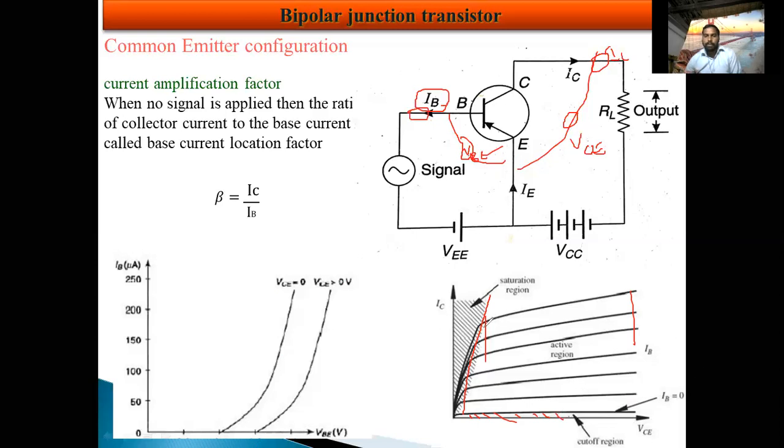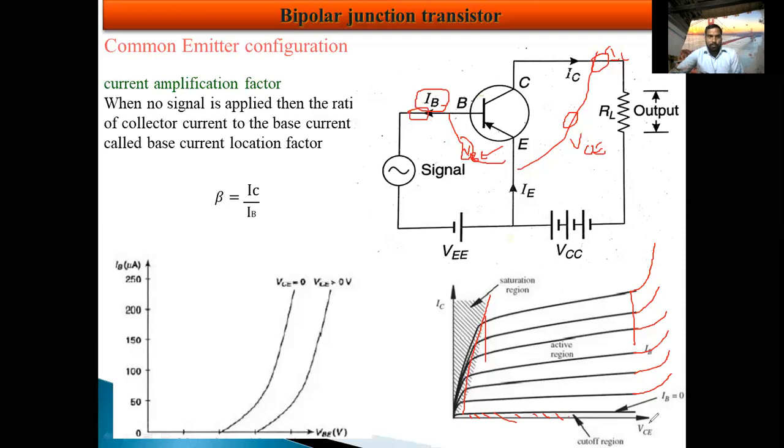Now here we have almost constant IC and IB values. If we increase the VC value further, that is the breakdown region. The semiconductor P and N junctions break down, and large charge carriers will flow in the transistor circuit.